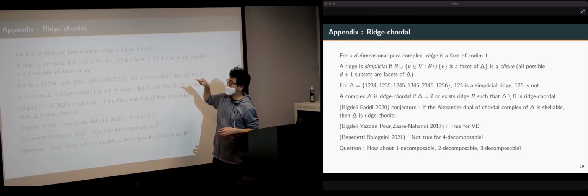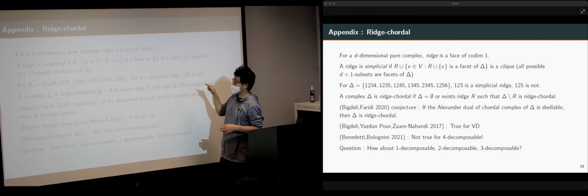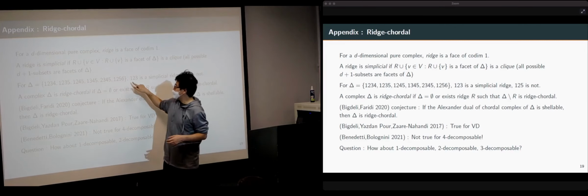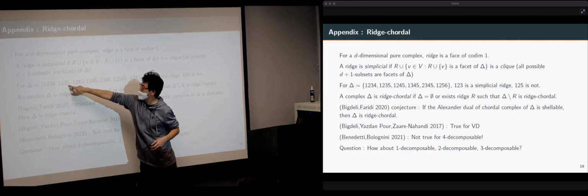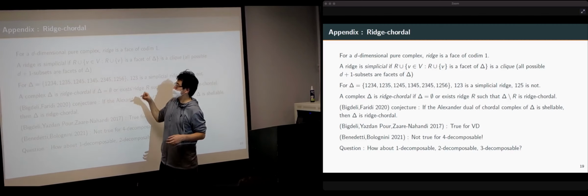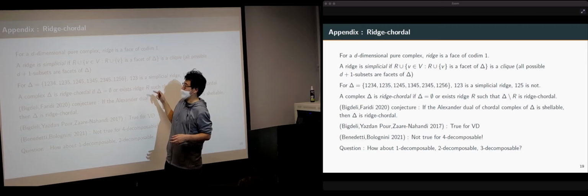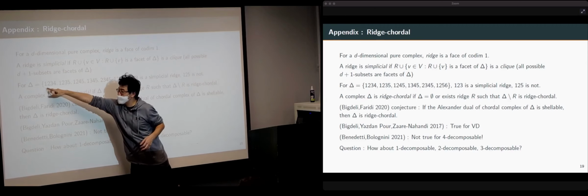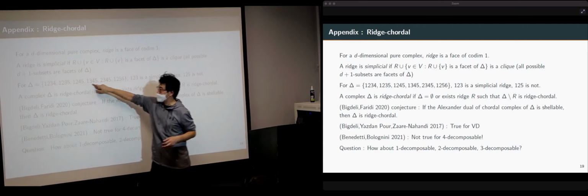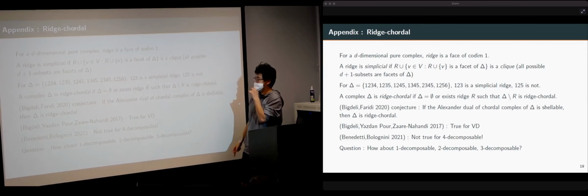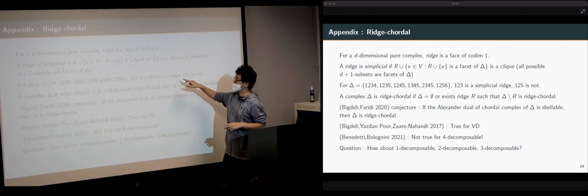1, 2, 3 is a simplicial ridge because if you look at the facets containing 1, 2, 3, it's 1, 2, 3, 4 and 1, 2, 3, 5. So the vertex set is 1, 2, 3, 4, 5. And for 1, 2, 3, 4, 5, you actually have all the possible subsets of size 4 appearing within that vertex set. Hence, 1, 2, 3 is a simplicial ridge.